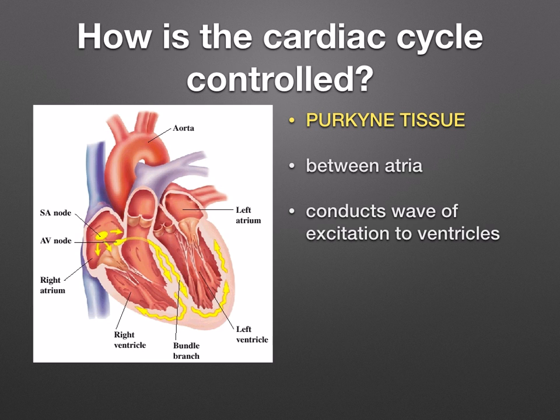This is where the action potential is transmitted along the base of the ventricles, where the bundle branches into smaller fibers called Purkyne tissue. So the wave of excitation is released from the Purkyne tissue, causing the ventricles to contract quickly and at the same time, from the apex of the heart, which is the bottom of the heart there, upwards.